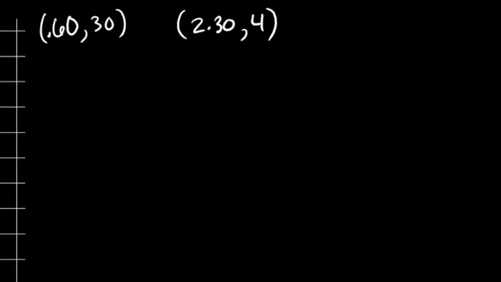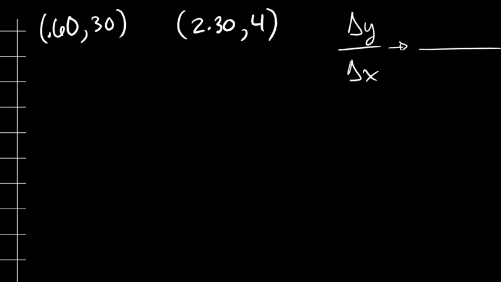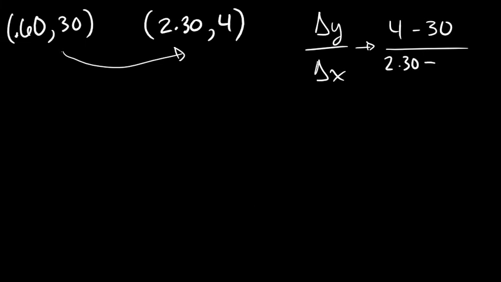So if I'm going to find the equation of the line that goes through those, I'm going to begin by figuring out my change in y and my change in x. So I'm going to look at those y's. I'm going to say just arbitrarily that I'm going this direction. So I end up at 4 for y, and I began at 30. So 4 minus 30 is my change in y. For x, I end up at $2.30, and I began at 60 cents. So I'm going to take the 2.30 and subtract 60 cents, 0.60.